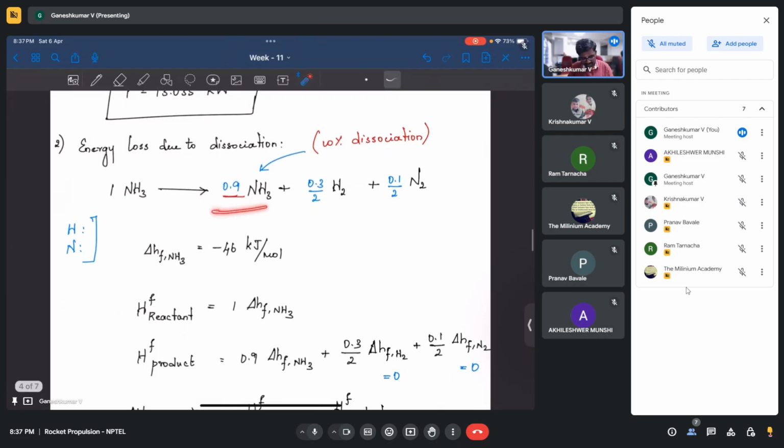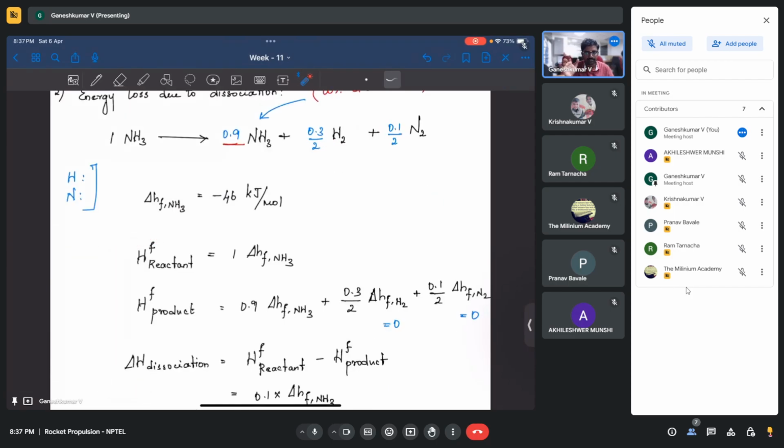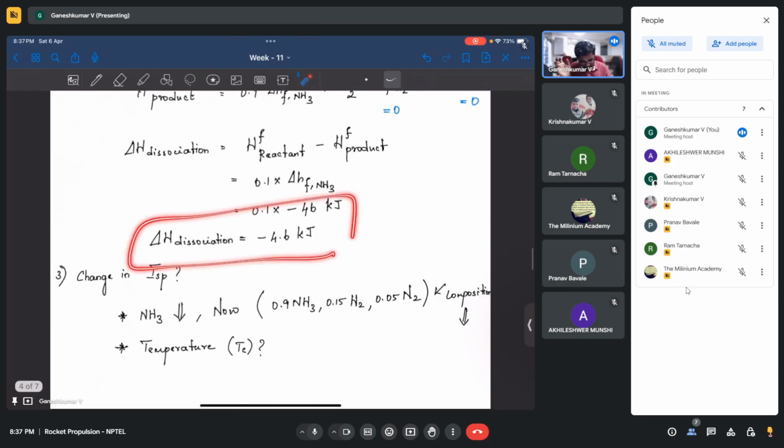So if we say 10% of this ammonia is dissociated, then what is the amount of energy loss due to dissociation? When we say energy loss, it's in terms of the real performance. The performance is going to come from sensible enthalpy, or the temperature, how high my temperature is, right? So in terms of that thermal energy, what is the amount of energy I lost? For that we equated the enthalpy of formations of reactants and products. Here these are reactants and these are the products, and we found out the enthalpy of dissociation.